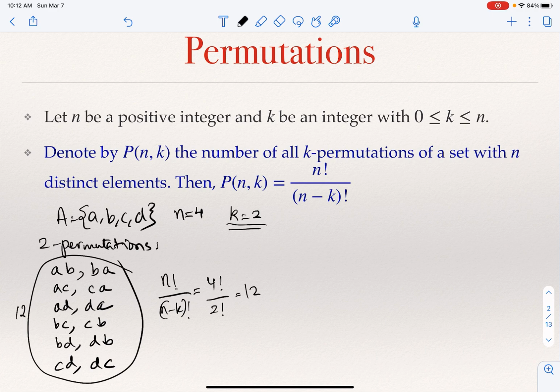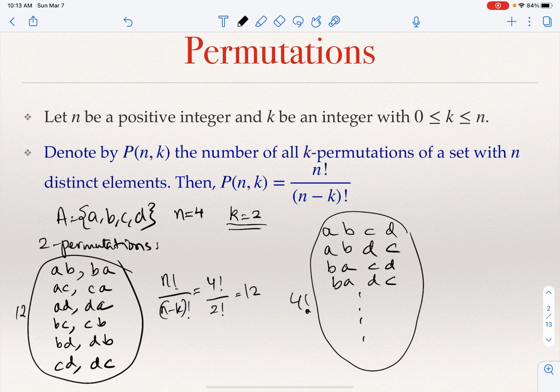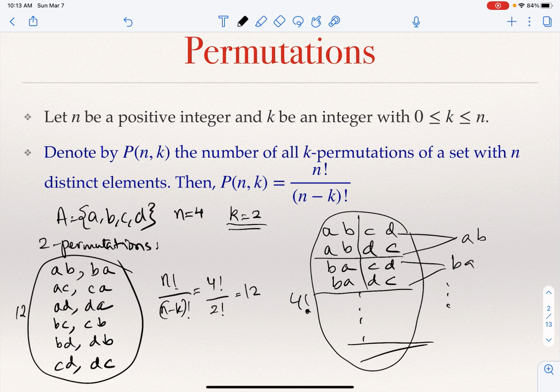What does it mean to take, for example, the 2-permutation AB? How do I get AB? Let me look at all permutations of A, B, C, D that start with AB. So this is ABCD, and this is ABDC, right? If I look at all permutations that start with BA, this is BACD, BADC. So here we have 4 factorial elements. But each 2 of them, if I just focus on the first 2 elements, correspond to one 2-permutation. The first 2 correspond to AB, the third and fourth correspond to BA, and so on. The last ones correspond to DC, for example.